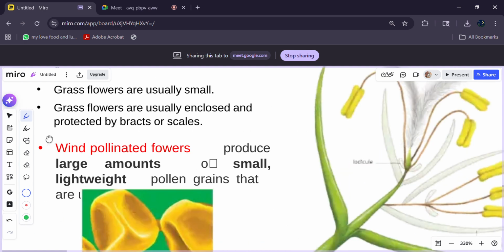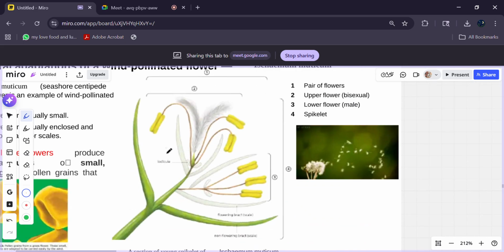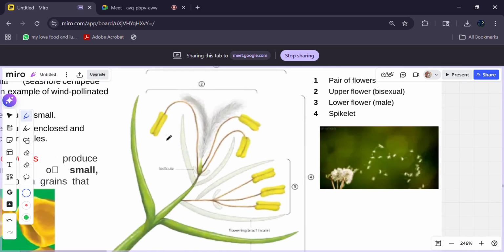Now, wind-pollinated flowers produce large amounts of lightweight pollen grains. As you can see in this structure, it has the pair of flowers (one), the upper flower (two), the lower flower (three), and the spikelet (four), which is this entire section. So what are the pair of flowers?